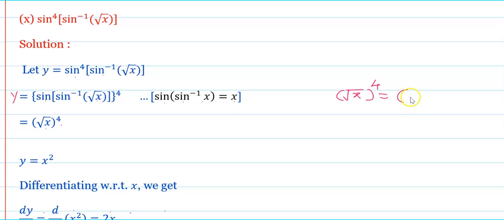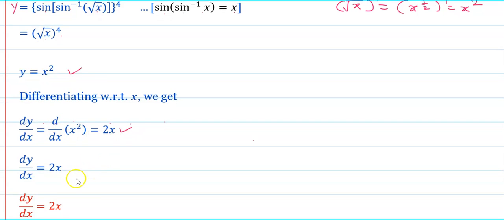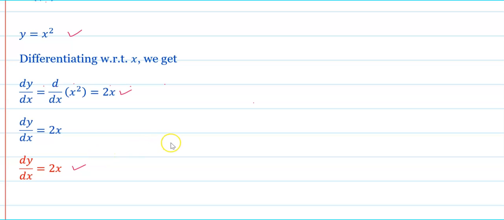Again it can be written as root of x means what? x raised to 1 upon 2 and bracket raised to 4. Now power to the power multiplication, that is 1 upon 2 into 4, and you will get x raised to 2, and hence y is equal to x square. Now differentiate this with respect to x. dy by dx is equal to d/dx of x square, and its derivative is 2x, and hence dy by dx is equal to 2x.